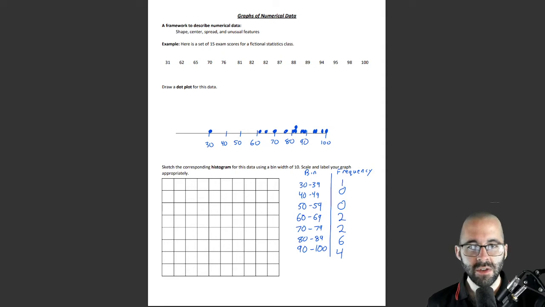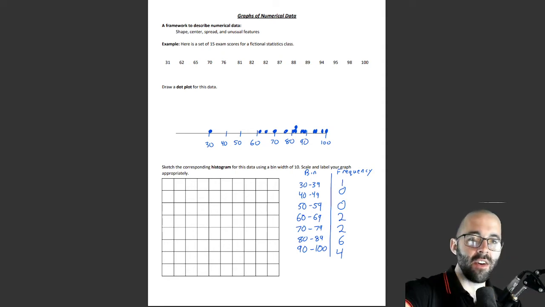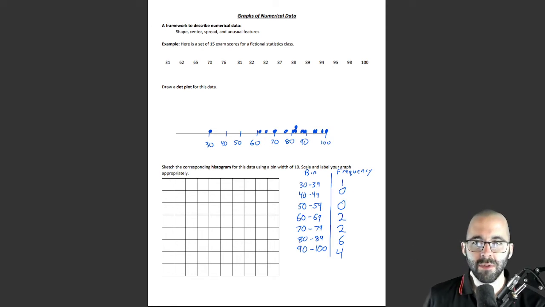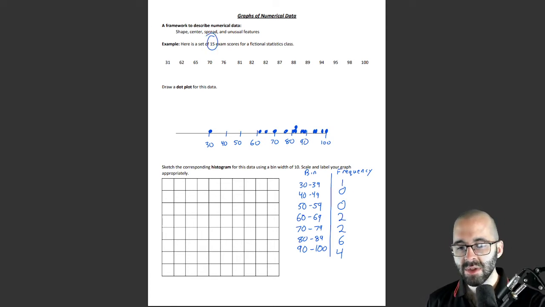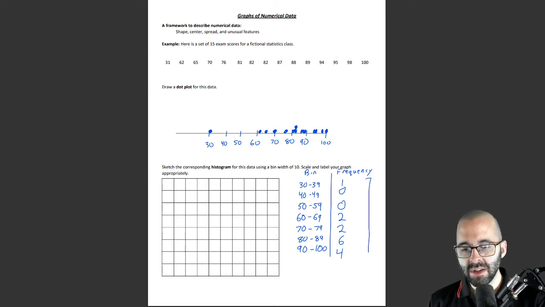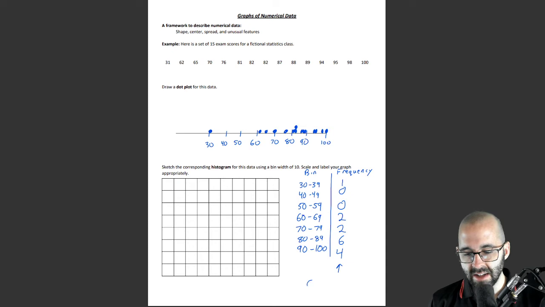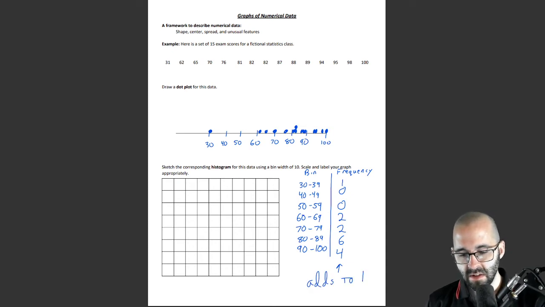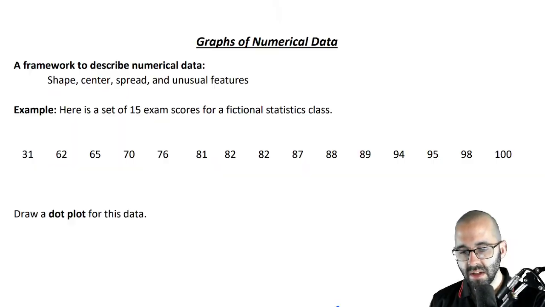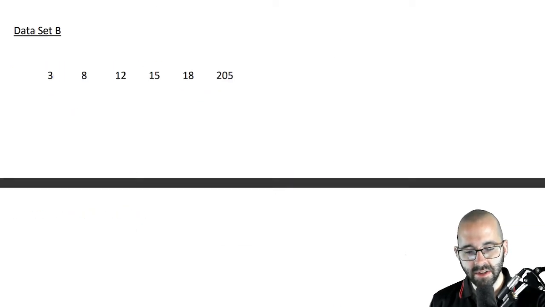And you should always make sure when you're making these bins that all the frequencies add up to however many data points we have. So we were told that we have 15 exam scores. All of these data points should add up to 15. If they don't, then I counted wrong. So 1 plus 2 plus 2 is 5. Plus 6 is 11. Plus 4 is 15. So again, this adds to 15. That's important.